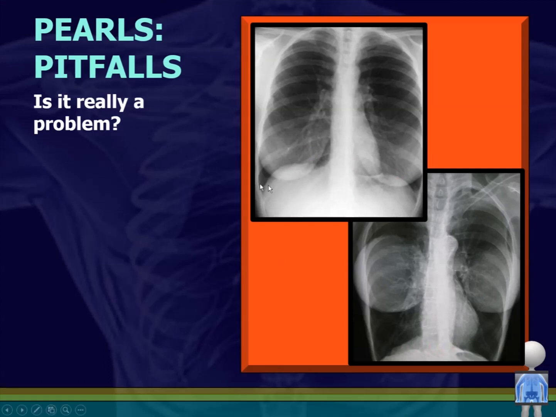And this is just an example of what breast implants look like on chest x-ray. They're hard to miss as well, but this is not a big round mass. Obviously, it is a breast implant. So be careful of those simple things.